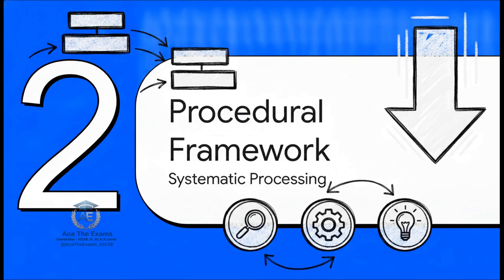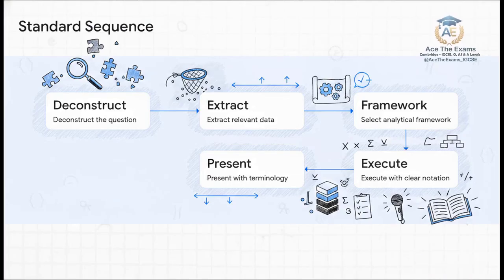Now that we know the conceptual expectations, let's look at the transformation. We are going to break down the step-by-step procedural framework for actually tackling these questions in the exam hall so you don't end up rushing like Sam. By following this standardized 5-step sequence, you guarantee a systematic process that perfectly aligns with what graders are scanning for.